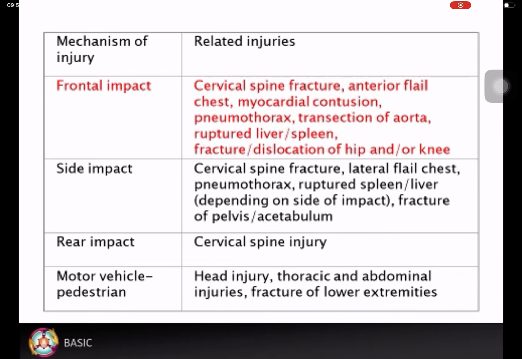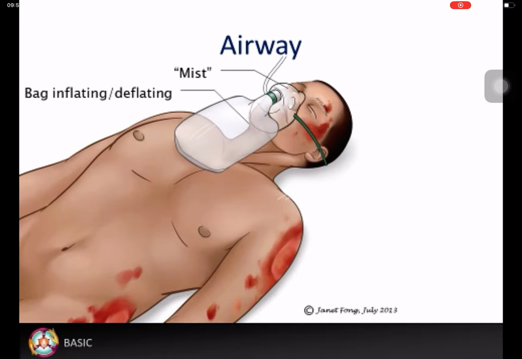The likely injuries can to some extent be predicted from the mechanism of injury. Patients involved in frontal impact vehicle injuries are more likely to suffer cervical spine fractures, anterior flail chest, myocardial contusion, pneumothorax, aortic tear, ruptured liver or spleen, and fracture or dislocation of the hip or knee. Your first priority is primary survey and immediate resuscitation.